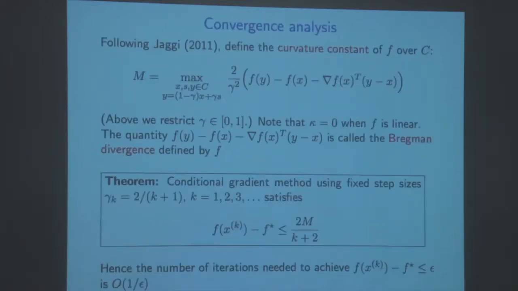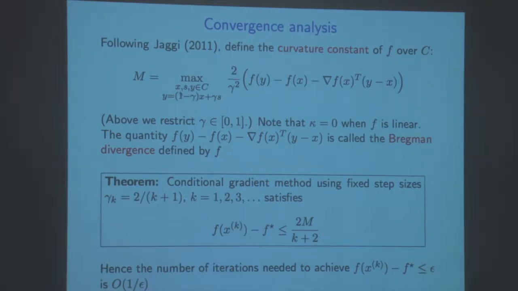So here's the convergence analysis that I wanted to mention. And I have part of the proof in the slides. For the rest of the proof, it's very straightforward, and you can take a look at the papers I referenced for it. The proof depends on something that Jaggi calls the curvature constant. So it's defined as follows.